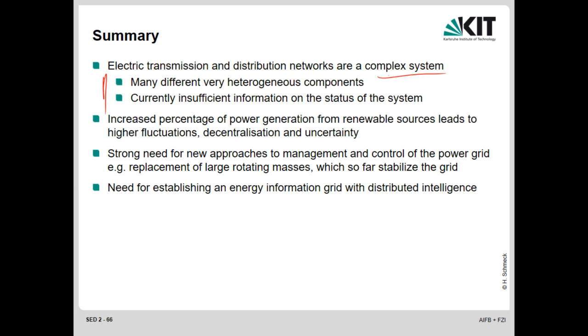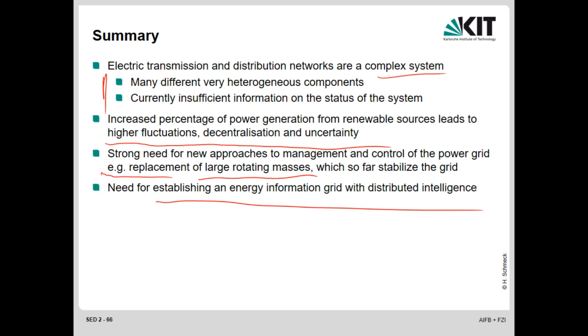We have this effect of the increase of power generation from renewables, which leads to higher fluctuations. It also leads to decentralization and uncertainty. You know all that. We have a strong need for new approaches to management and control of the power grid. We have to replace large rotating masses. Large rotating masses are important for providing initial stability and slowing down changes in the frequency. So far they stabilize the grid. We have to look for new components and decentralized systems to provide similar services. And as I state again and again, we need this energy information grid with distributed intelligence to cope with the changes that are obvious now in the development of the grids.